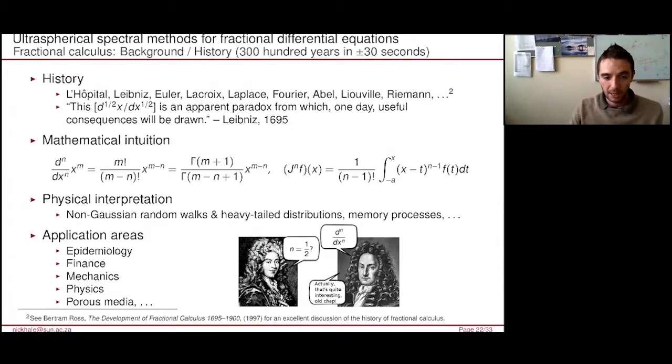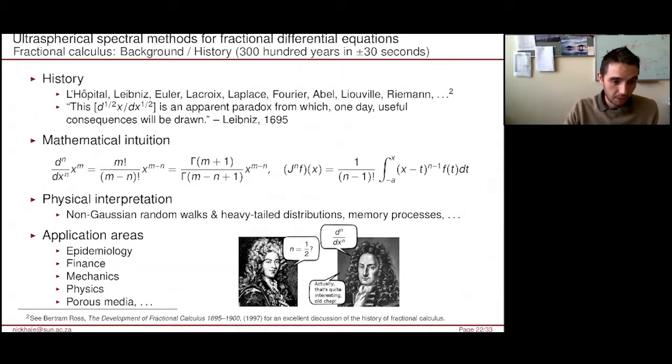In particular, in epidemiology and finance, these things correspond to non-Gaussian random walks with heavy-tailed distributions. That's kind of a diffusion process where every now and then there's a very large jump in the diffusion, which can model, as you can imagine, various different things.